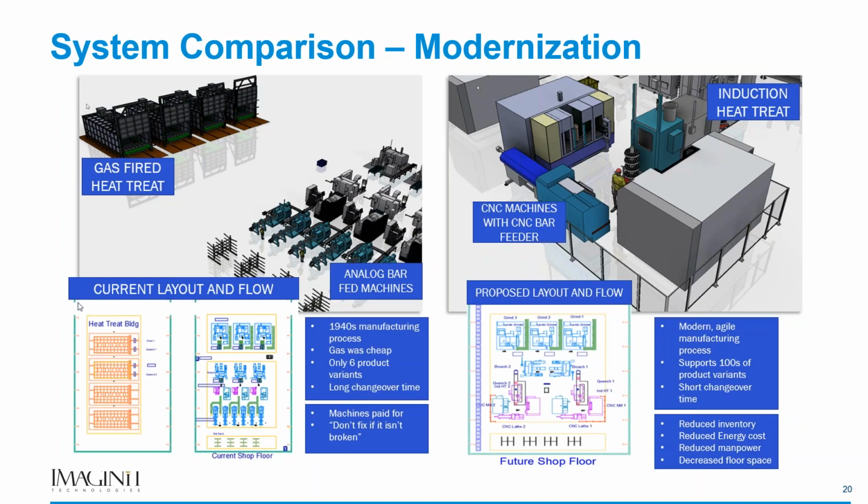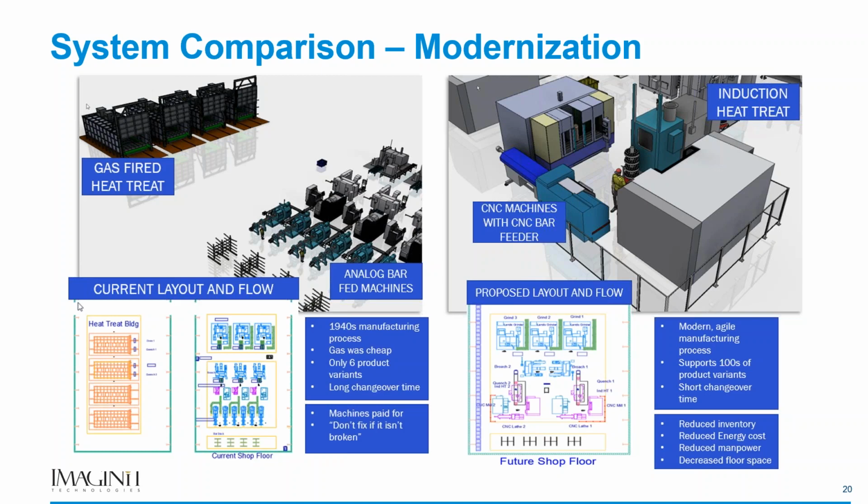Okay, so let's look at an induction heat treated system with CNC machines and a bar feeder, right? So here we're going to have a little bit more modern, agile manufacturing process. It's going to support a lot more variances and have really short changeover time. It's going to help me reduce overall inventory because I don't have that long changeover. It's going to help me reduce energy costs, manpower, and floor space, okay?